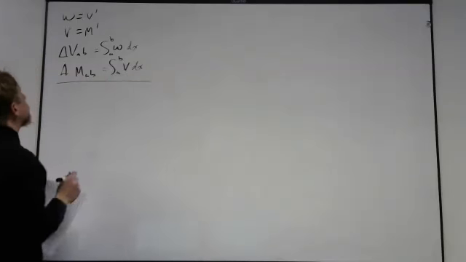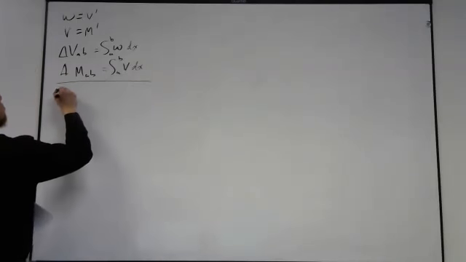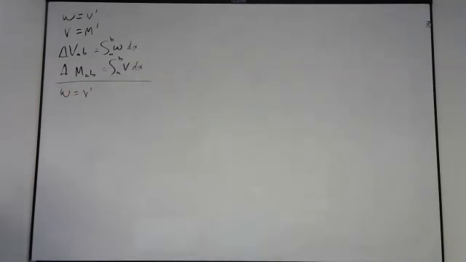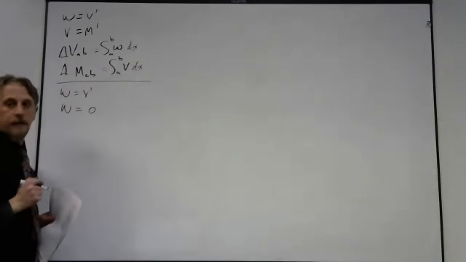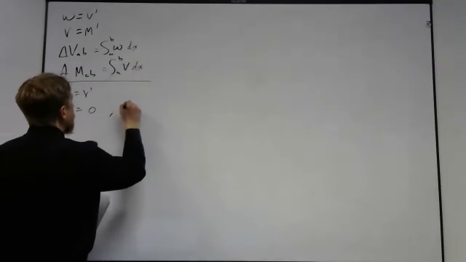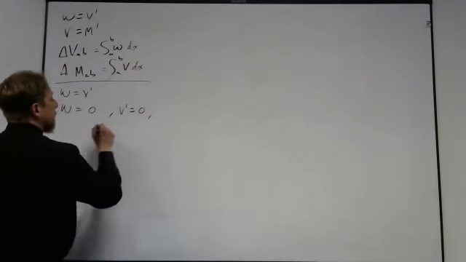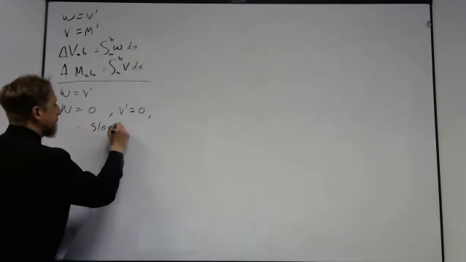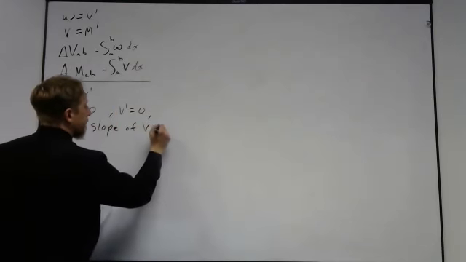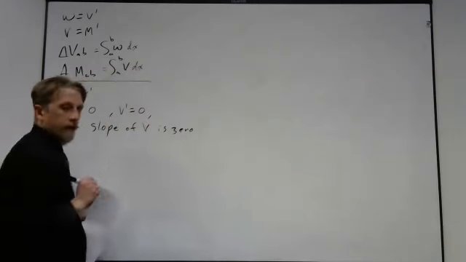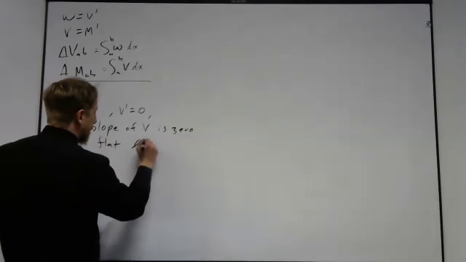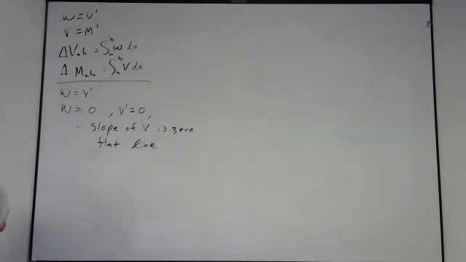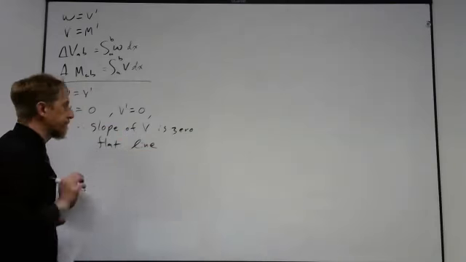Some other consequences. Let's look at this. w is V prime. We'll be using these a lot though. So let's look at some cases. If w is 0, then V prime is 0. Therefore, the slope of V is 0. How should I draw V then? A flat line. Something with 0 slope is just a flat line.